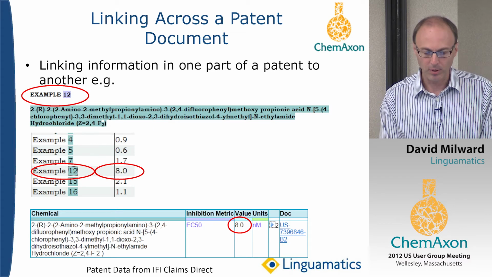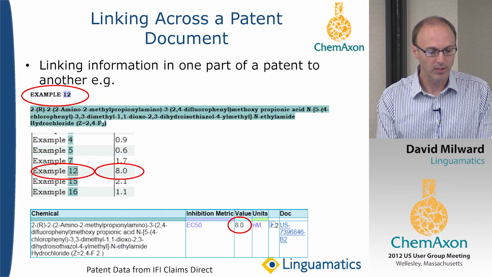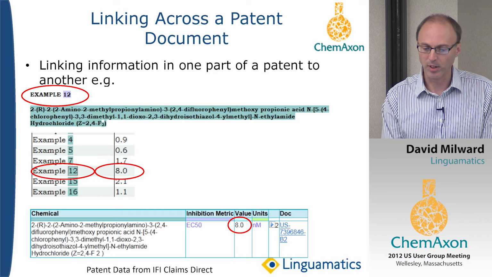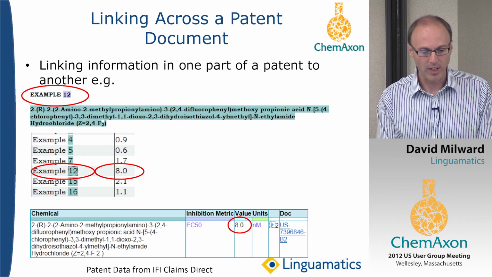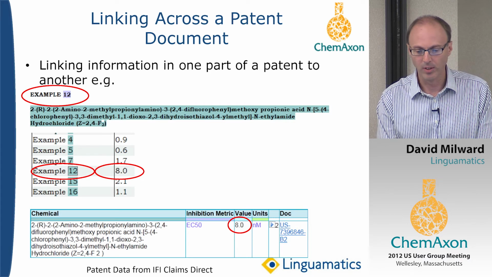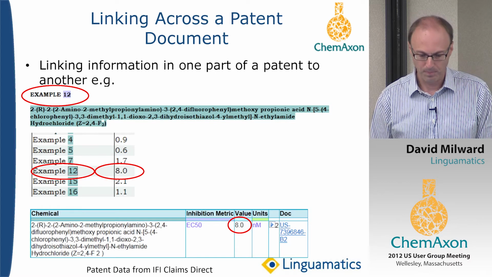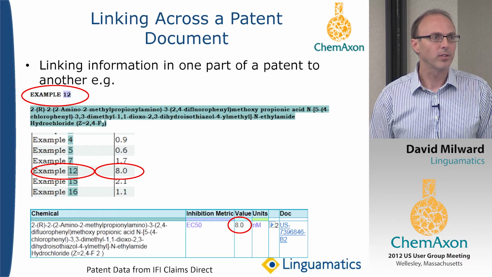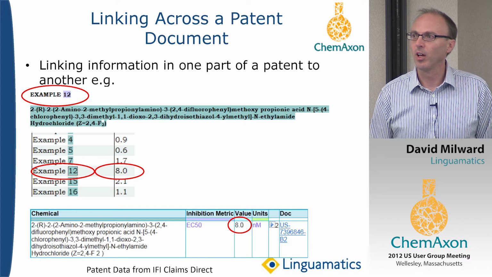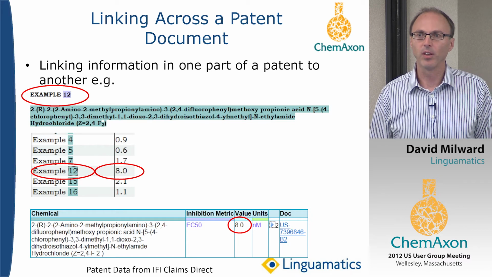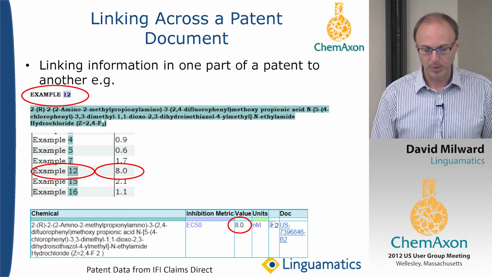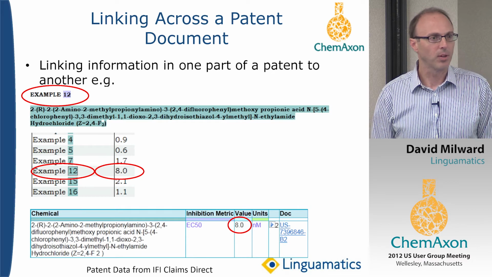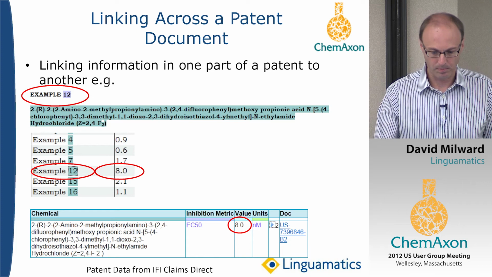We found out what chemical is being mentioned. Then we found a table later on which says example 12 has an EC50 value of 8. And we can link the two together and create a new table which actually has the compound name in it, as well as the EC50 value. So that's useful as generally in patent documents, a lot of the interesting information is spread across the document. And you often want to limit yourself to particular compounds where you have some exemplified values.